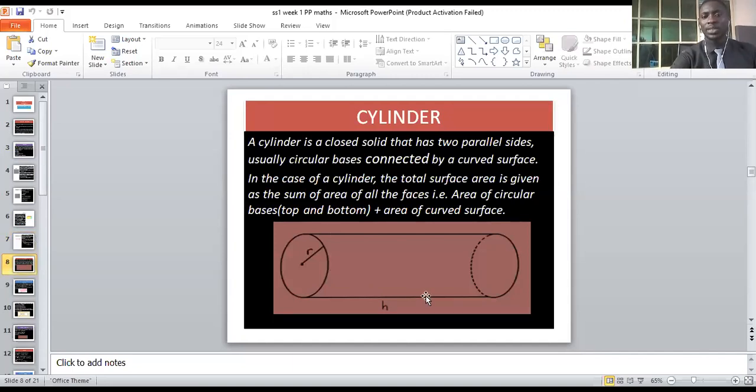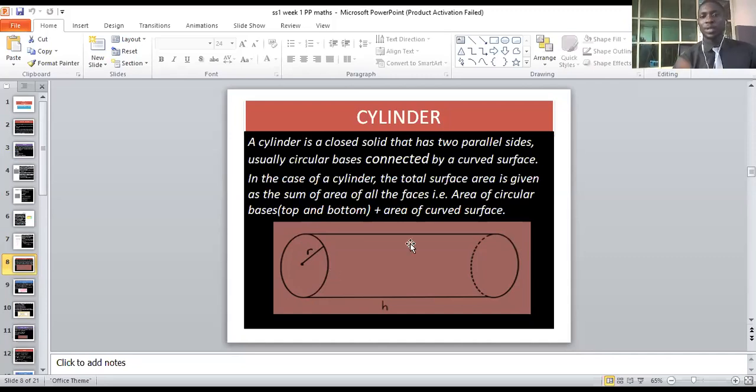And you can see it doesn't just cut in, unlike the cube and the cuboid. There's a curved area by which this parallel side meets with the other parallel side. So in order to calculate the total surface area of a cylinder, you calculate all the sides equally. You can see there's a circular base here, a base circle. There's a circular top here, and the curved surface area.